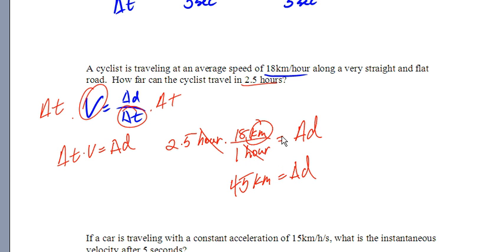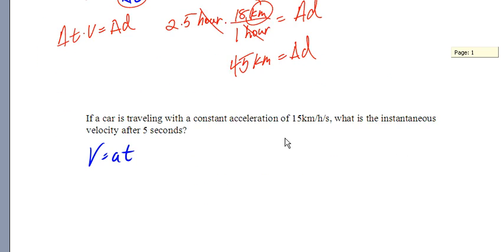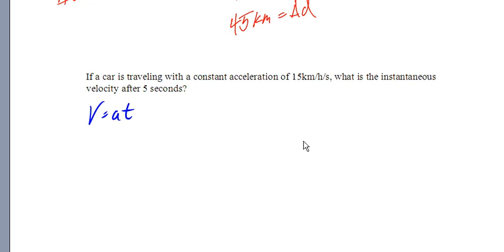And then the last one is a fairly straightforward one. It uses the equation v is equal to a times t, meaning velocity is equal to the acceleration times time. And velocity is what we want to find here. We're given acceleration. So v is equal to 15 kilometers per hour over 1 second. I'm just writing it a little differently, and here's the reason: I'm going to multiply by time.